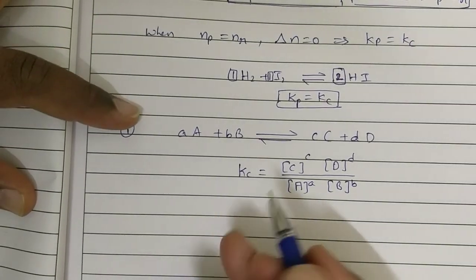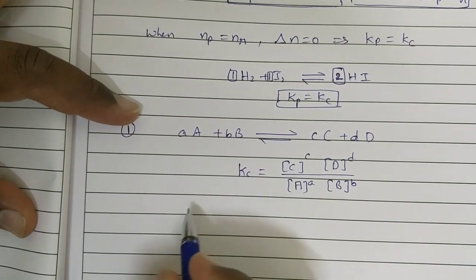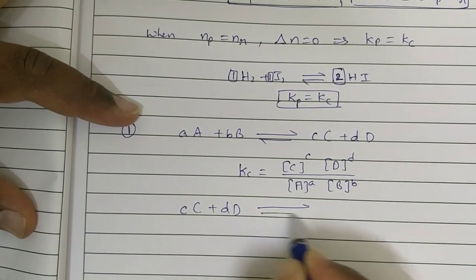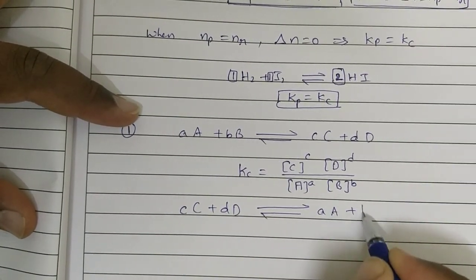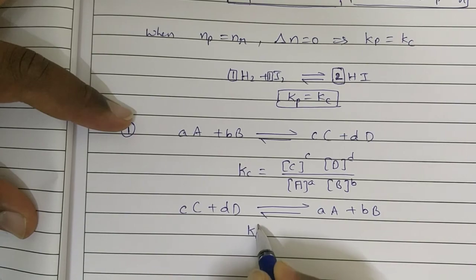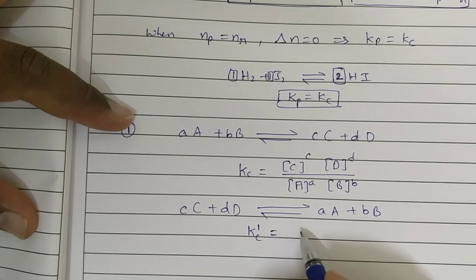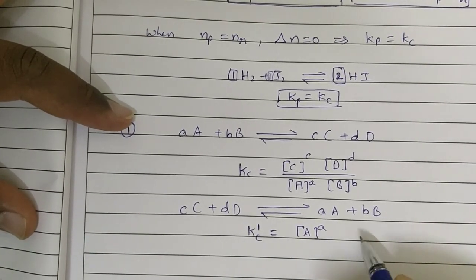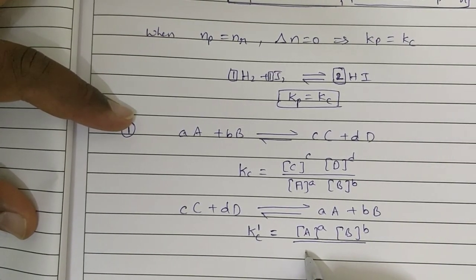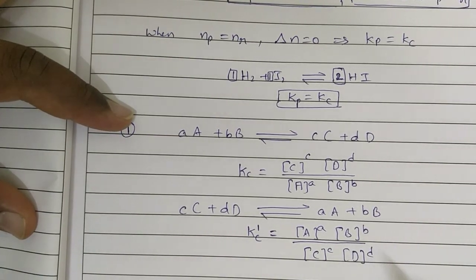This is Kc value. If you obtain equilibrium by reversing the reactants and products, it will be small c capital C plus small d capital D is in equilibrium with small a capital A plus small b capital B. For this, I am going to apply equilibrium constant Kc dash. Kc dash is equal to concentration of A power a into concentration of B power b divided by concentration of C power c into concentration of D power d.